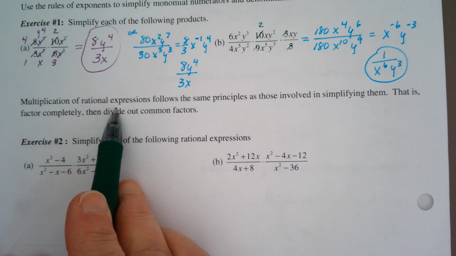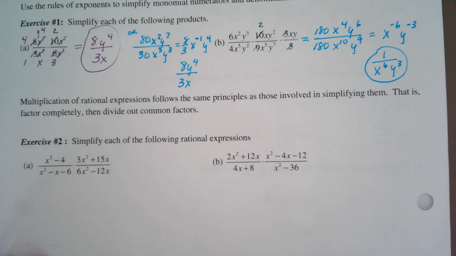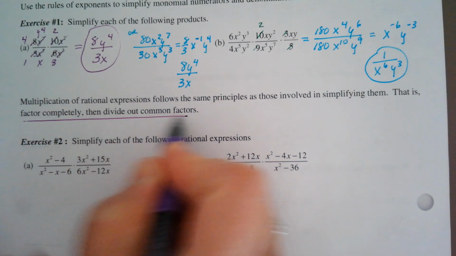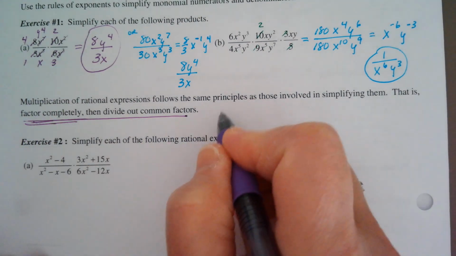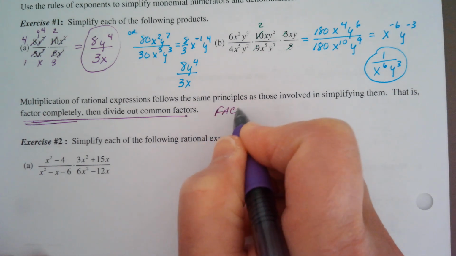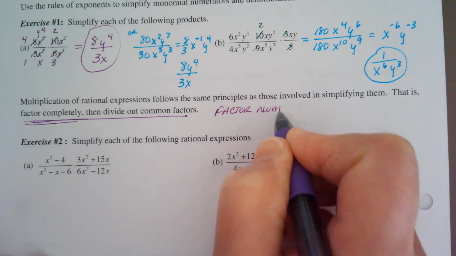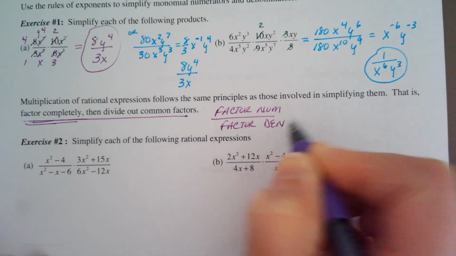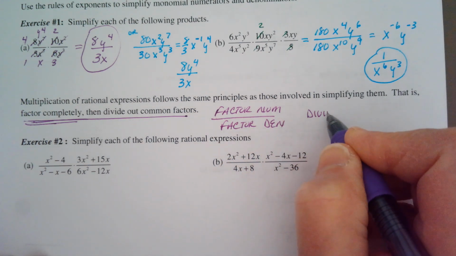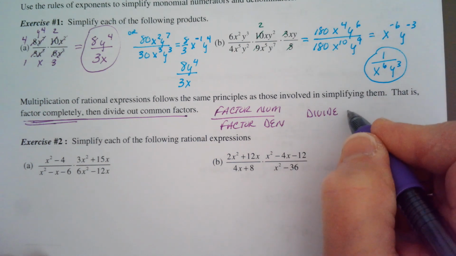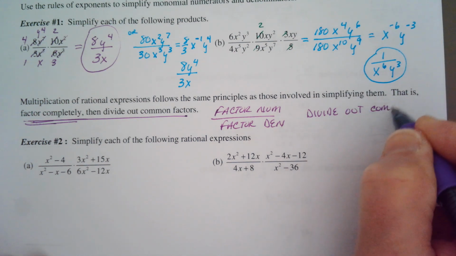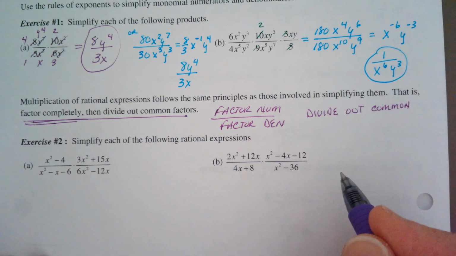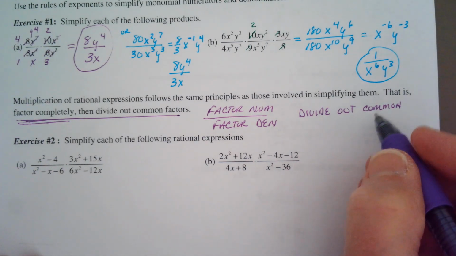Okay, so multiplication of rational expressions follows the same principles as those involved in simplifying them. That is, factor completely, then divide out common factors. So you factor the numerator, you factor the denominator, and then divide out common factors. And these common factors are common to a numerator and denominator.